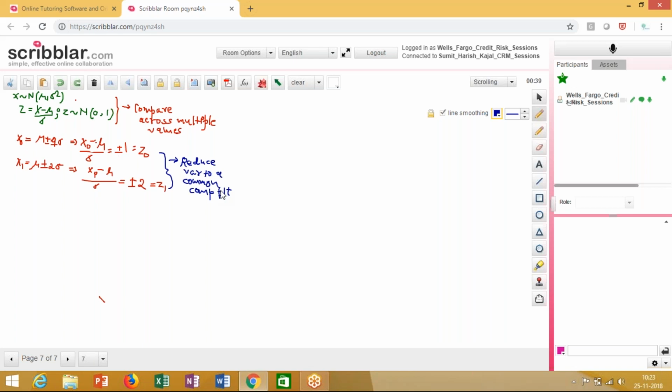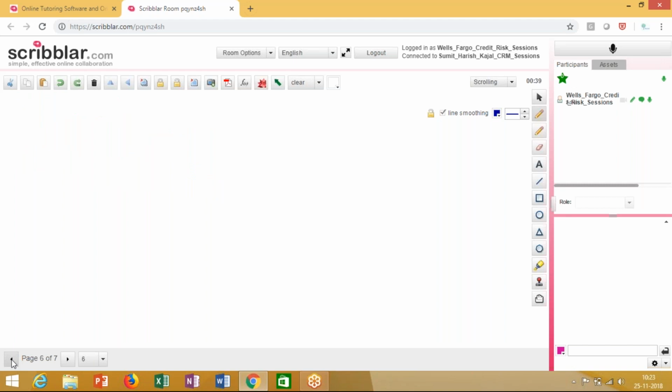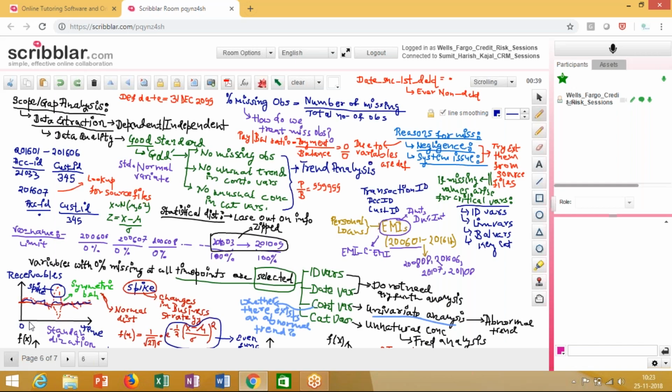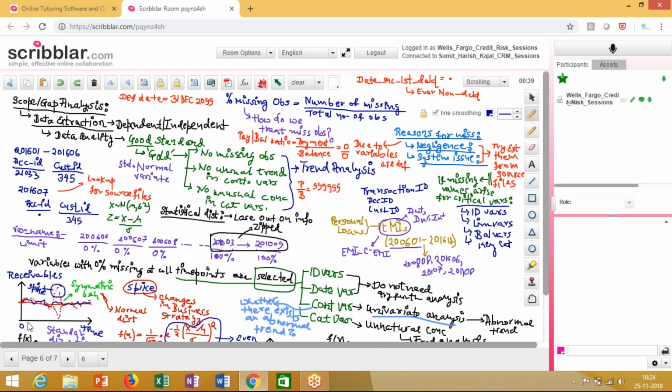So now, how do I implement this to identify an abnormal trend in one of my continuous variables? What I'll do is I'll take up the value of the variable at one point of time. Let's say I'm looking into the average values of the receivables. Now I'll say that a variable is symmetrically behaved if its key statistical moments like mean, variance, maximum, minimum are also symmetrically behaved over the entire time period. So I'll take up a point of time, right?